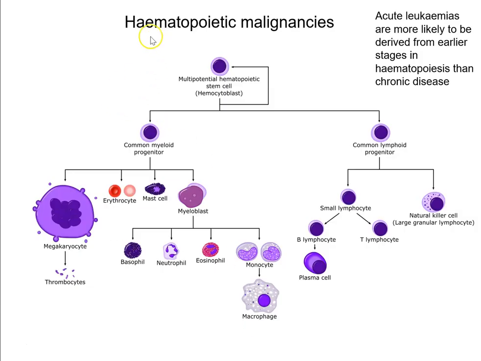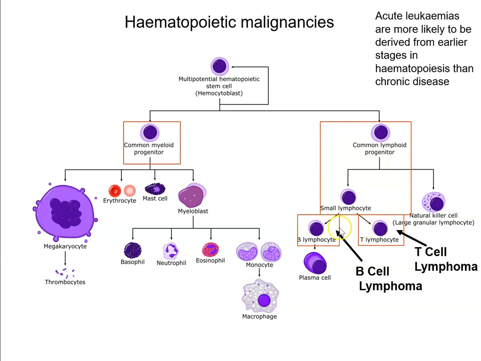So just as a bit of help to let you understand the pathways that are involved, here's a multipotent hematopoietic stem cell that can go to the common myeloid progenitor, common lymphoid progenitor, and if the cell goes down this lineage to the common lymphoid progenitor, the cells could differentiate down the B lymphocyte or T lymphocyte lineage, or maybe down the plasma cell lineage. B lymphocyte can give rise to B cell lymphoma, and the plasma cell to multiple myeloma.